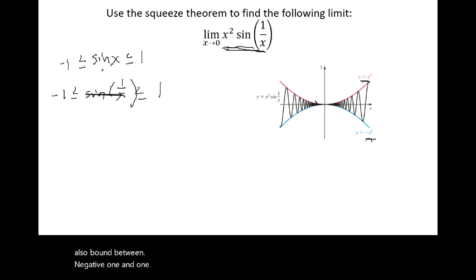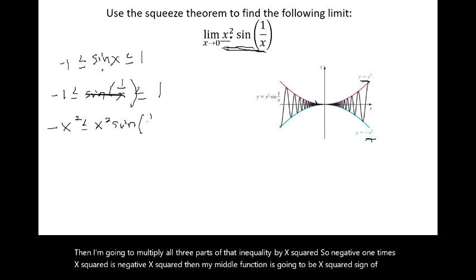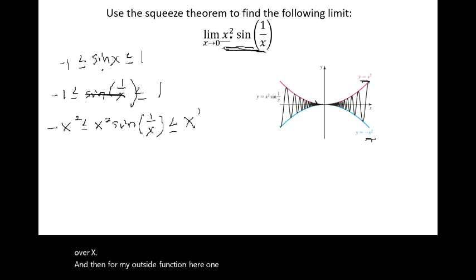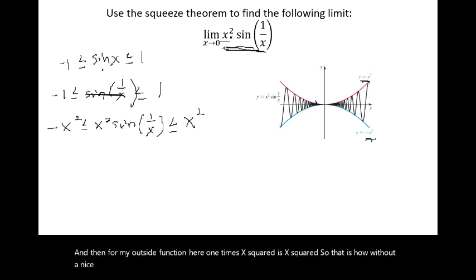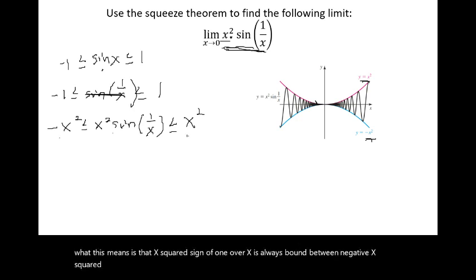Then I'm going to multiply all three parts of that inequality by x squared. So -1 times x squared is negative x squared. Then my middle function is going to be x squared sine of 1 over x. And then for my outside function here, 1 times x squared is x squared. So that is how, without a nice picture, you would be able to figure out what two functions it is always bound between. So what this means is that x squared sine of 1 over x is always bound between negative x squared and positive x squared.